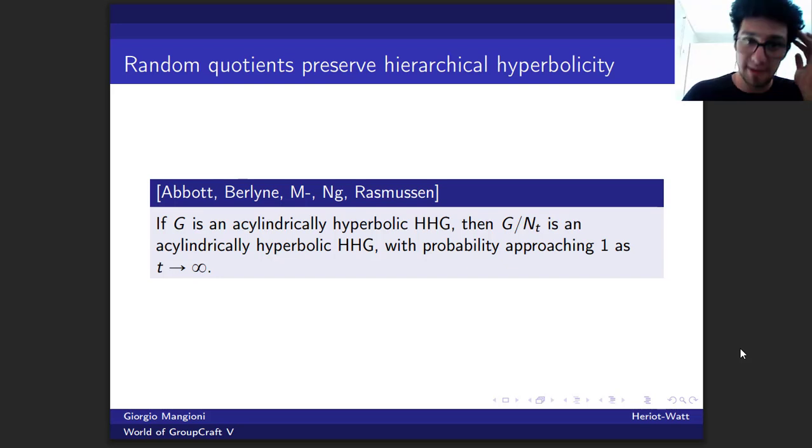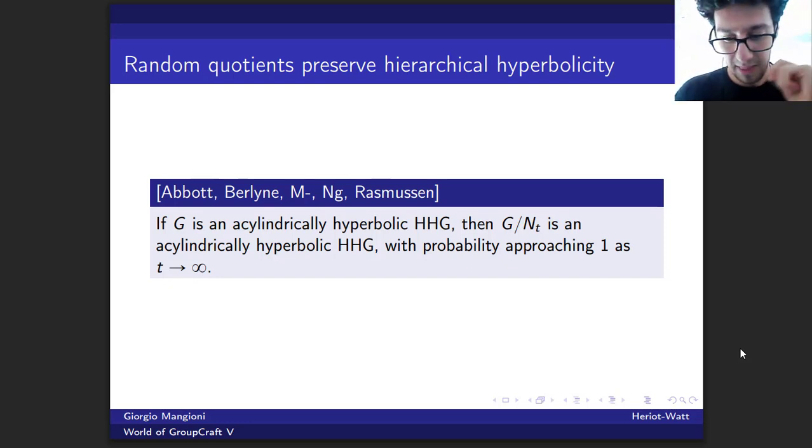And so our first theorem is that if you start with a hierarchically hyperbolic group, which is also acylindrically hyperbolic, which is not a restrictive hypothesis actually, then the random quotient is still going to be in the big family, so it's going to be hierarchically hyperbolic, with probability approaching 1 as t goes to infinity. So the more time you let your random walks go, the more likely it is that you stay in the family when you quotient by these elements.